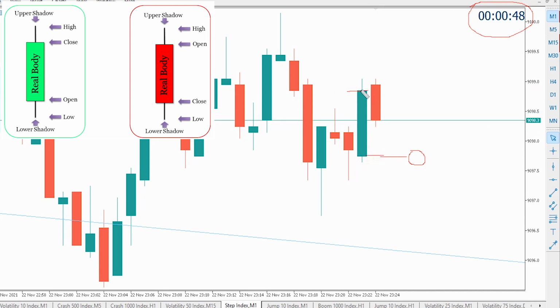So this distance between the close and open is what we call the body of the candlestick. That is the body of the candlestick. While this part, which is the wick, is the highest point the candle went to during its formation. And this low wick here, or shadow, is the lowest point the candle traveled to during its formation. So these are just the way the candlestick is formed.